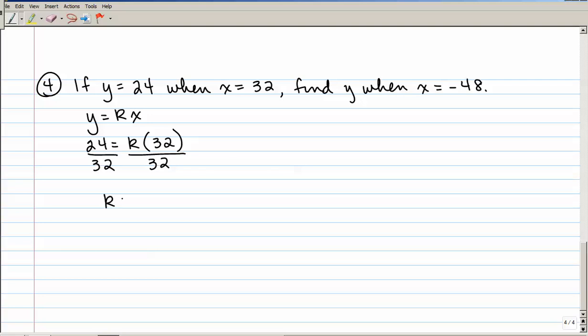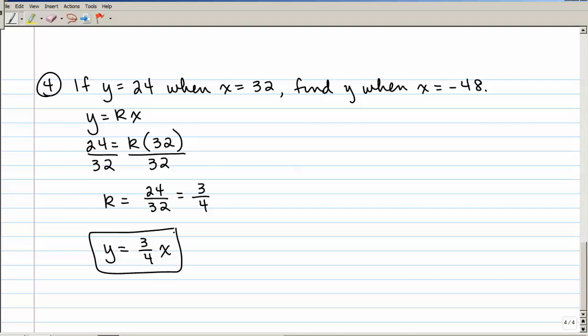So k is equal to 24 over 32, and dividing top and bottom by 8, I get 3/4. And plugging that back into my equation for k, y equals 3/4 x. That is my direct variation equation.